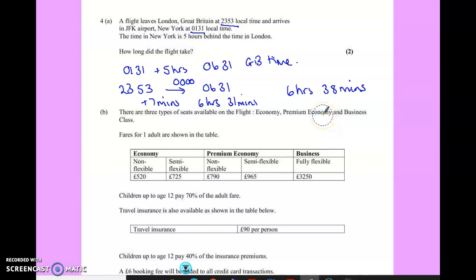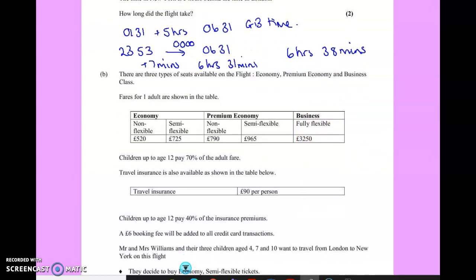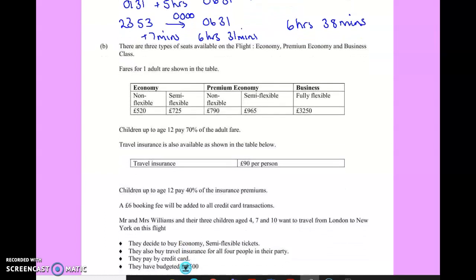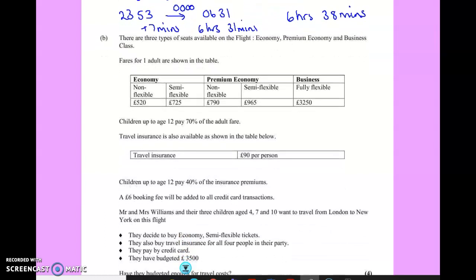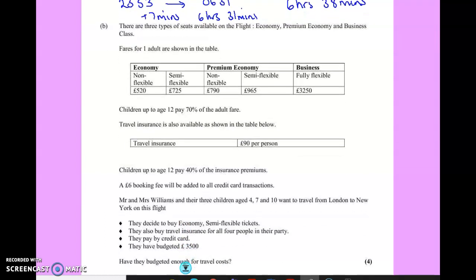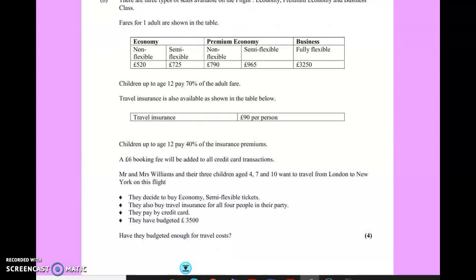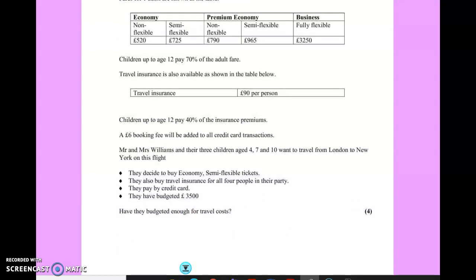Okay, part B. There are 3 types of seat available in the flight. We've got economy, premium economy and business class. These are the fares for one adult. Children up to 12 pay 70% of the adult fare and 40% of the insurance premium.